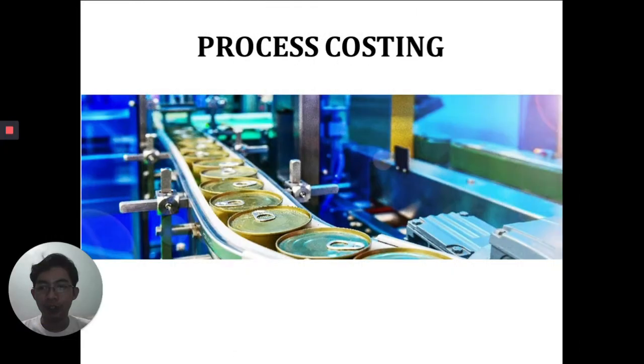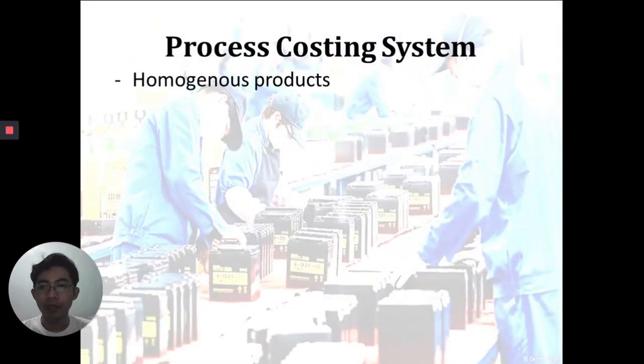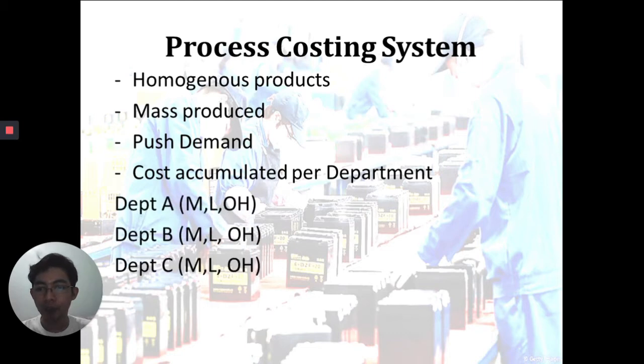Guys, for today's video, we will be discussing process costing system. To recap, when we say process costing system, we manufacture homogeneous products, meaning they are alike or similar. These are mass-produced and it is driven by push demand, and we accumulate cost per department. So for example, if we have 3 departments, each department incurs its own material, labor, and overhead, and we compute their cost per department. After that, we add all of them in order to arrive at our unit cost.